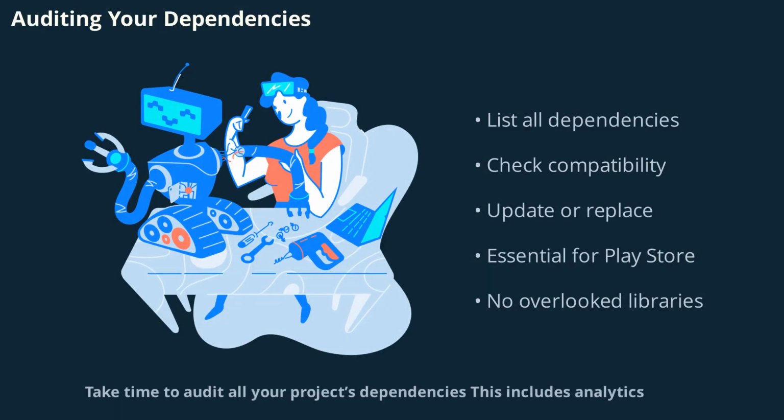Take time to audit all your project's dependencies. This includes analytics, voice, video, and machine learning SDKs. Some libraries may lag in supporting 16 KB pages. Make a list of all third-party components and verify their compatibility. Updating or replacing non-compliant libraries is essential for Play Store approval.